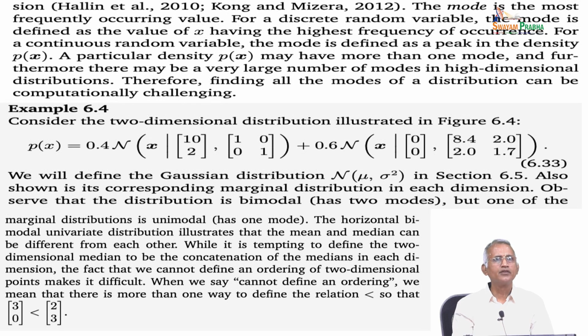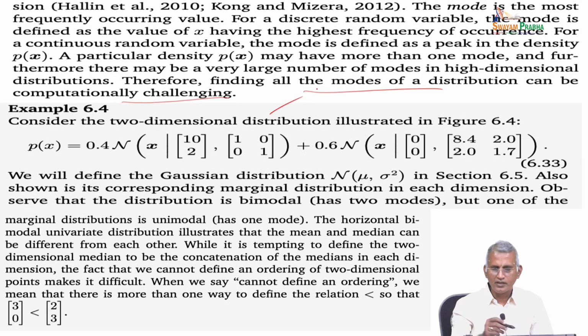The mode is the most frequently occurring value. For a discrete random variable, the mode is defined as the value of x having the highest frequency of occurrence. For a continuous random variable, the mode is defined as a peak in the density P of x. A particular density P of x may have more than one mode, and furthermore there may be a very large number of modes in high dimensional distributions. Therefore, finding all modes of the distribution can be computationally challenging.